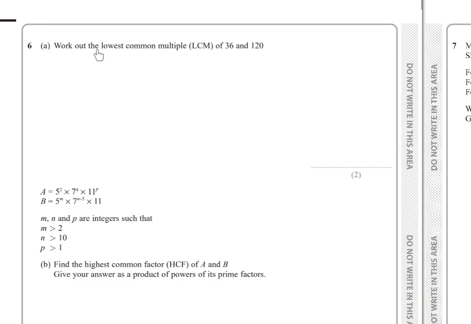6a, work out the lowest common multiple, LCM, of 36 and 120. So factorize 36 and 120.